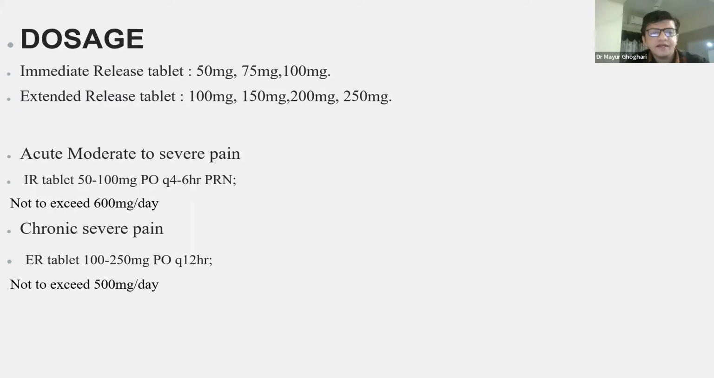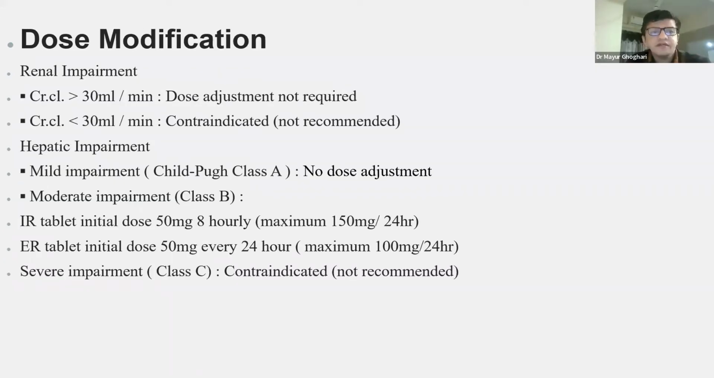In chronic severe pain, the modified release tablet, extended release tablet, is 100 to 250 milligram orally every 12 hours, and the starting dose for this is 50 milligram BD, 12 hourly, not exceeding 500 milligram per day. Dose modification in renal impairment: if creatinine clearance is greater than 30 ml per minute, no dose adjustment is required. If creatinine clearance is less than 30 ml per minute, it is contraindicated.